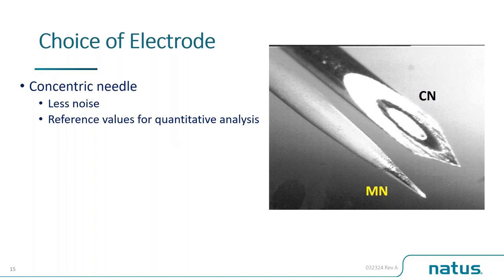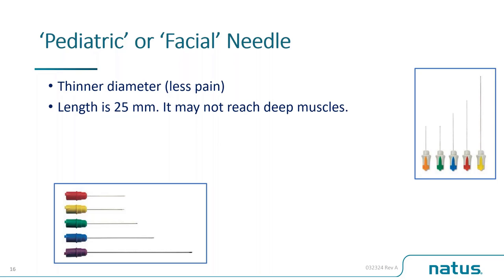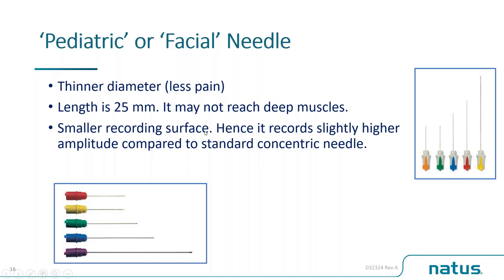The concentric needle is used very extensively for needle quantitative analysis. The needles are available in different sizes. What is important to remember is that we often like to use the thinner diameter needle, but it also has a smaller recording surface. And this can generally give you higher amplitude compared to the standard concentric. The standard concentric needle is often called the green needle over here, or the one with a blue symbol over here. This has a length of 37 millimeters. But anyway, these needles have a recording surface of 0.07 millimeters square. So keep in mind that you should be using standard needles when you are doing quantitative analysis.